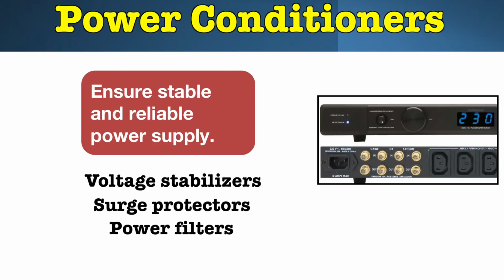Power filters. Power filters play a crucial role in enhancing power quality by eliminating electrical noise and interference from the supply, ensuring that sensitive electronics receive clean and stable power. Together, these components of power conditioners contribute significantly to the longevity and optimal performance of industrial automation systems by mitigating risks associated with power variance and disturbance.